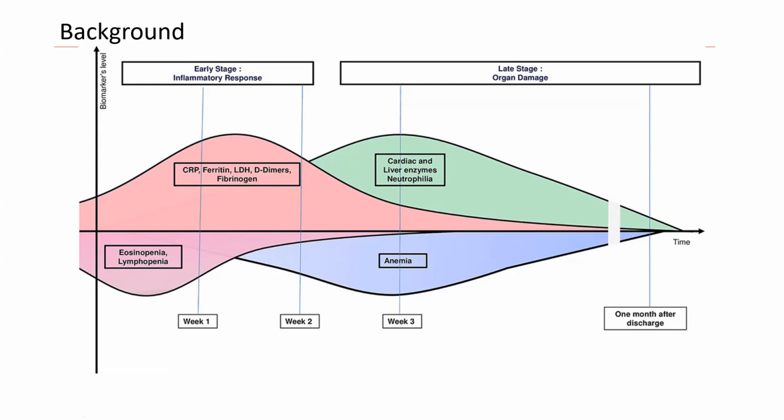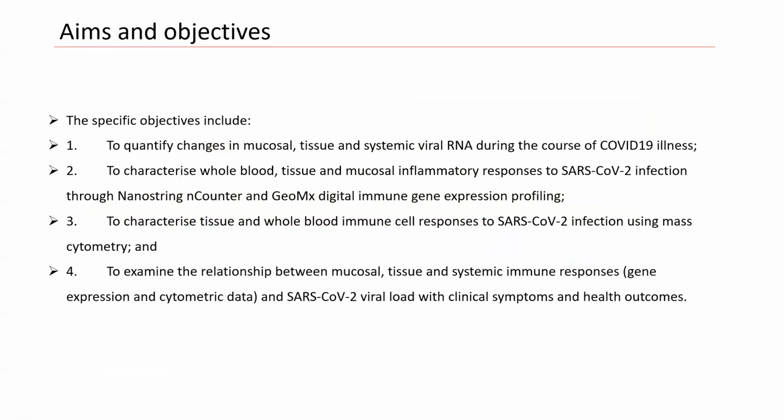But for COVID-19, a lot of different treatments have been tried, standard virology treatments, and those haven't been particularly successful until recently. So the research that we wanted to have a look at was to quantify changes in mucosal tissue and systemic viral RNA during the course of COVID-19 illness. And the tissue component was very important for us, given spatial biology. We wanted to have a look at characterising whole blood tissue and mucosal inflammatory responses to SARS-CoV-2 using the nCounter and Geomics digital immune gene expression profiling platforms.